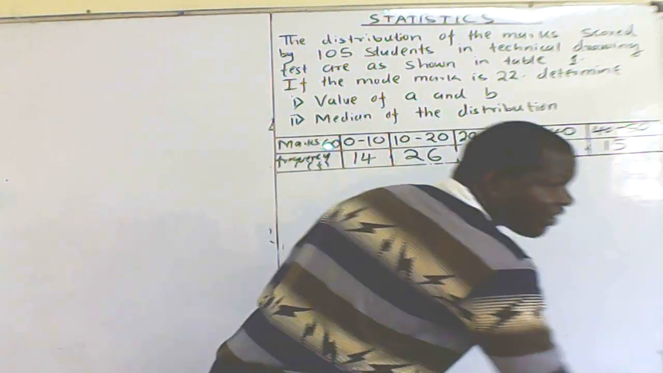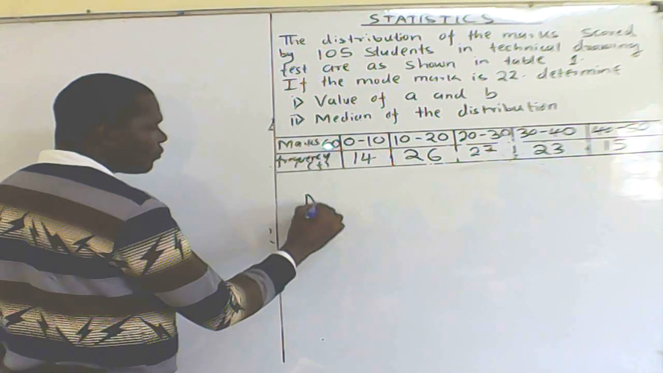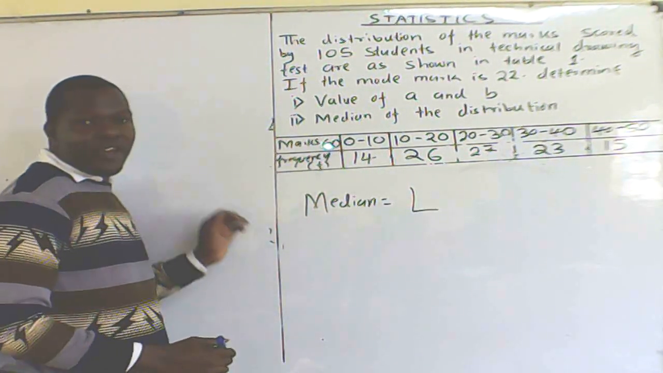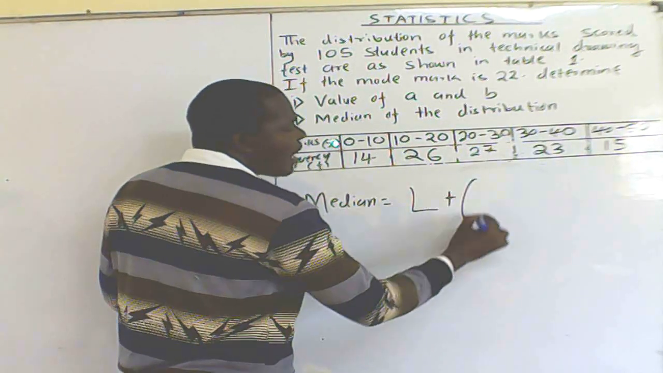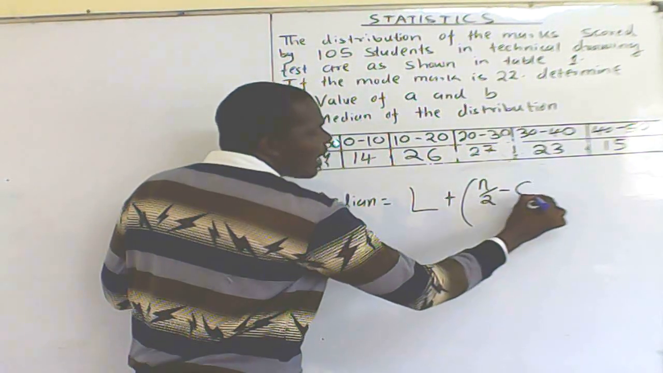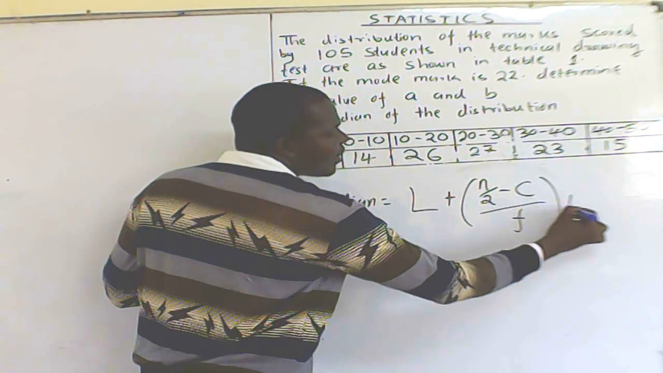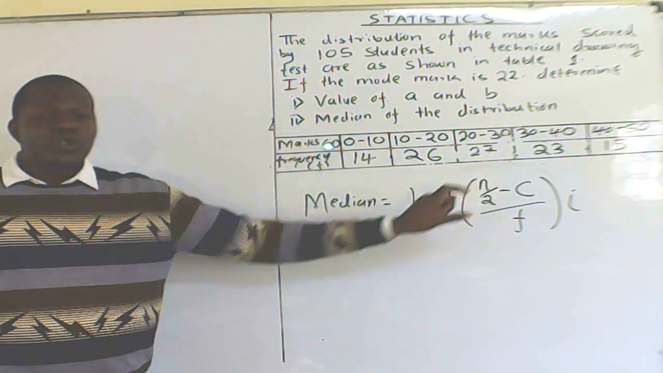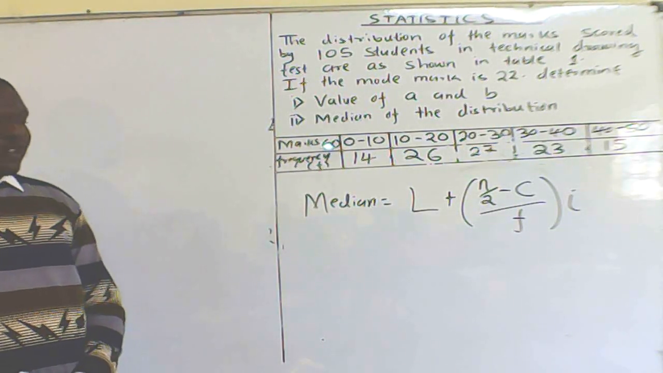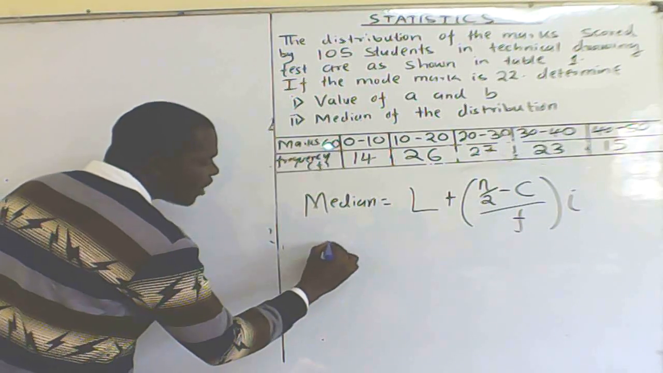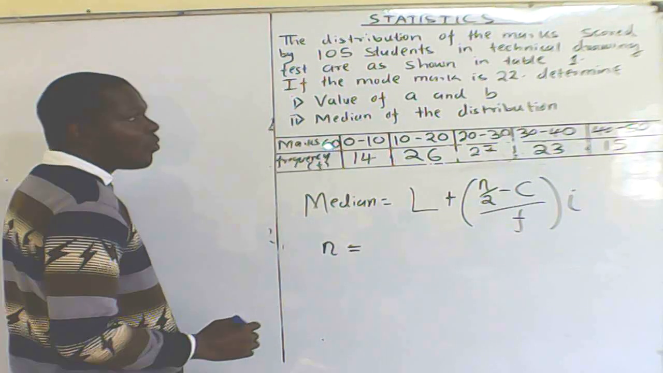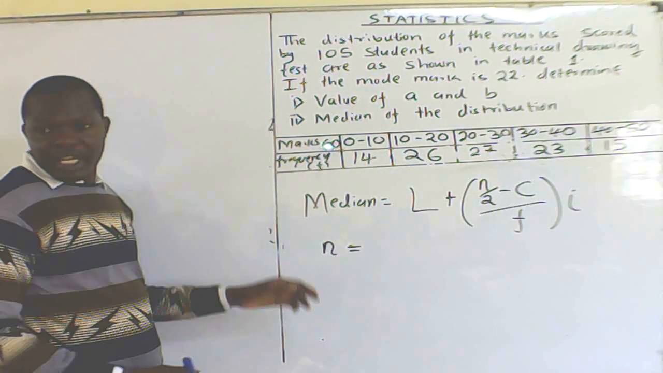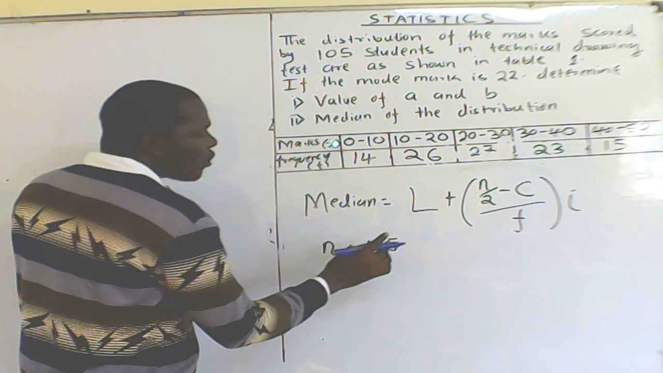So what is the formula for getting the median? The median is given by the lower class limit of the median class plus N over 2 minus C over F into the class interval, isn't it? So N over 2 is used to denote the median value. We need to know what N is, because we need to identify this median class. What is N? The number of students we were given is 105, if you sum up all the frequencies. So N is odd.